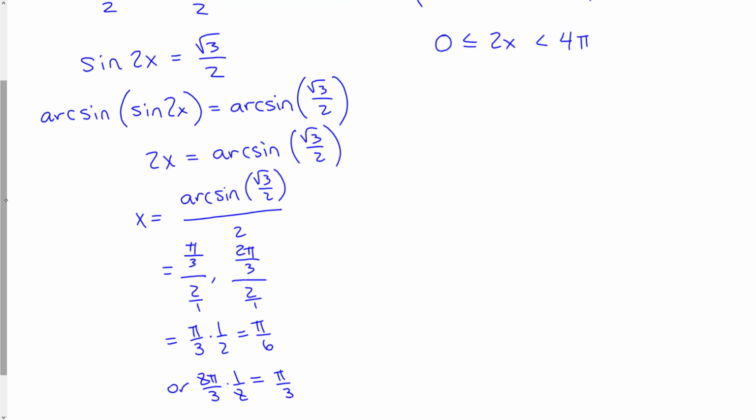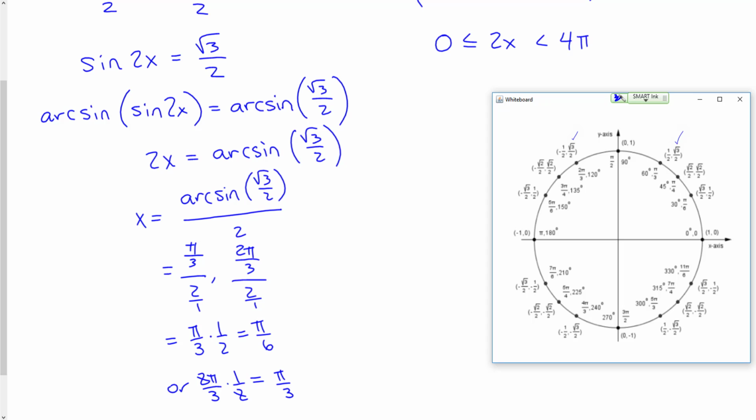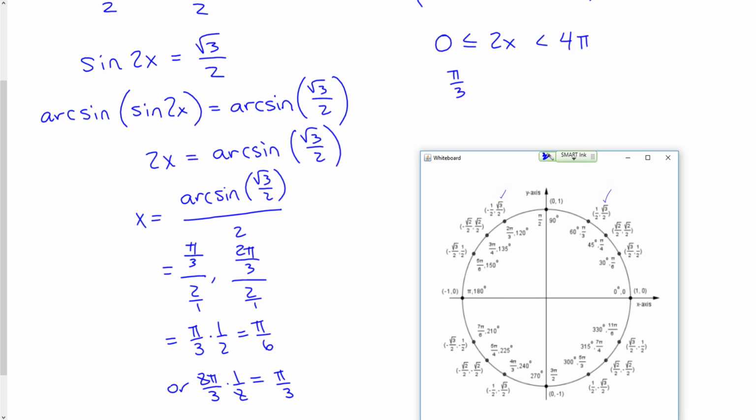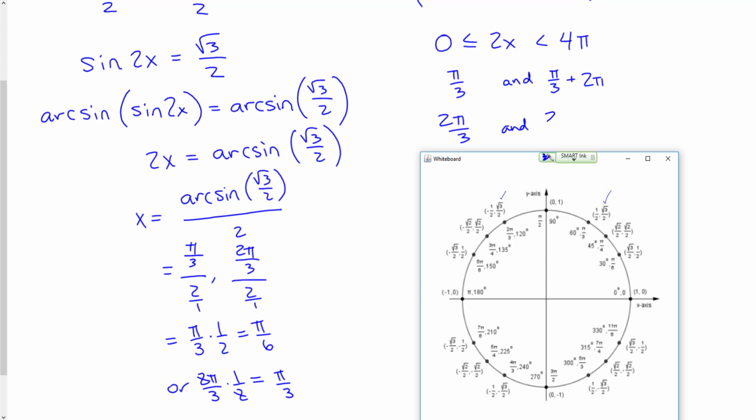I can find those basically by rotating values. So here's what I'm going to do. I'm going to bring up my unit circle again. My new values 2x are on 0 to 4 pi. So I'm going to have pi over 3 and 2 pi over 3. Those are my two answers from 0 to 2 pi. But since I can do two rotations, I can also have pi over 3 plus 2 pi and 2 pi over 3 plus 2 pi.